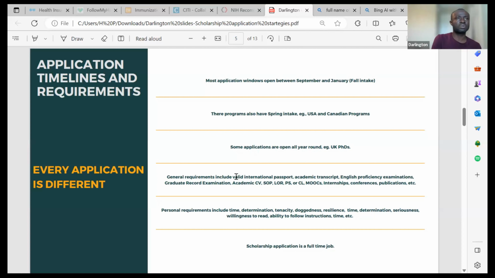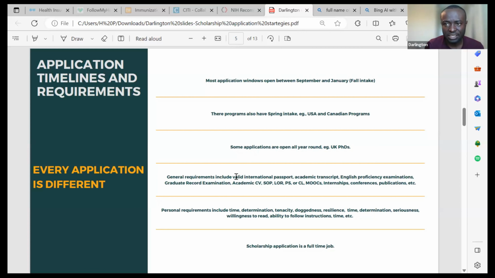I don't think you can apply to a scholarship without a valid international passport. So if you don't have one and you're in scholarship space, all you are doing is learning about scholarship. You are not applying because you can't apply without an international passport. I might be wrong, actually, but I think that's generally what it is. Because every application you want to make, or most applications, ask for your international passport.